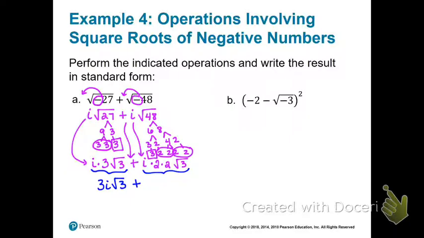i times 2 is 4i, and then we have our square root of 3. And now we can add these because they both have the square root of 3. But remember, when we add, we only add their coefficients. So I've got a 3i plus a 4i, which is 7i, and you keep the square root of 3.